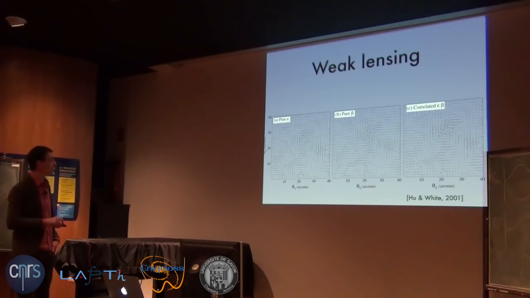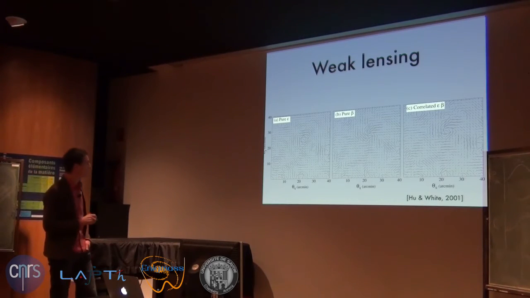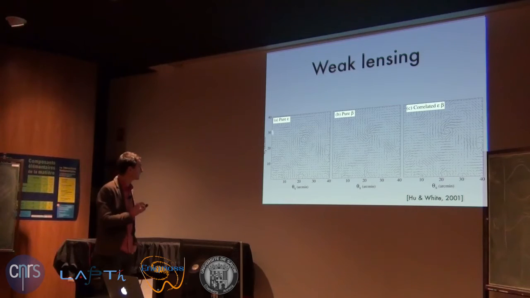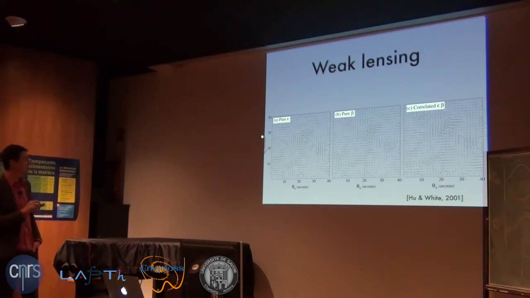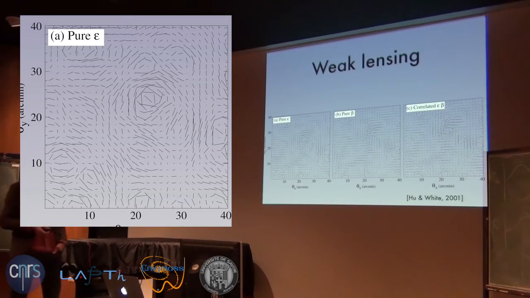And then, of course, you can make maps that look like these. Unfortunately, the axis fell off, but this is just the angle in one direction, this is the angle in the other direction. And these lines trace the preferred orientation of galaxies on the sky.